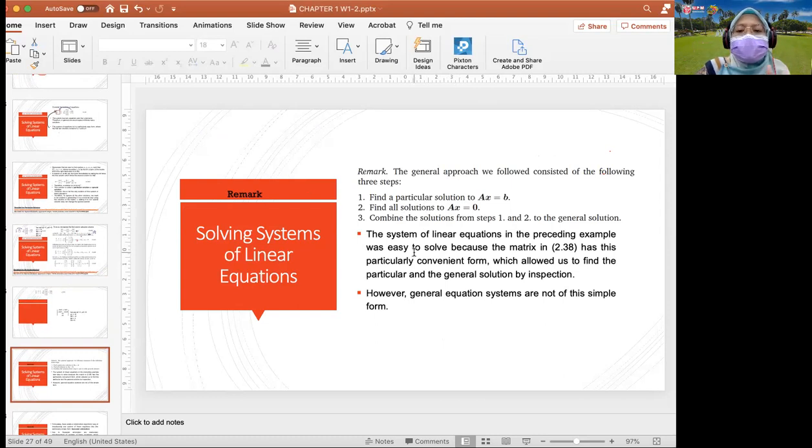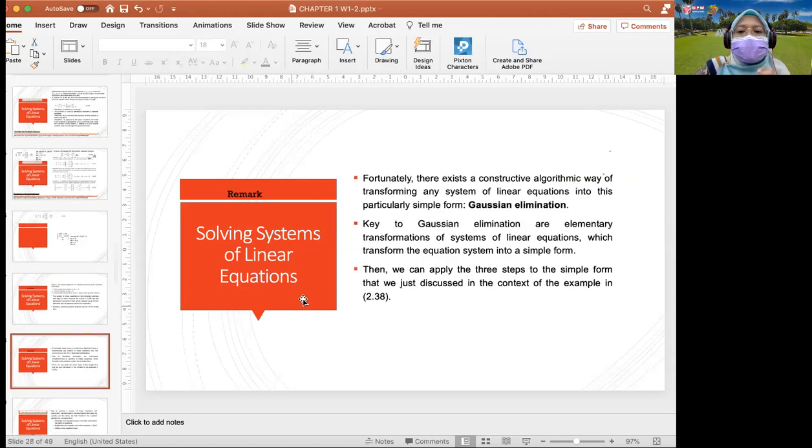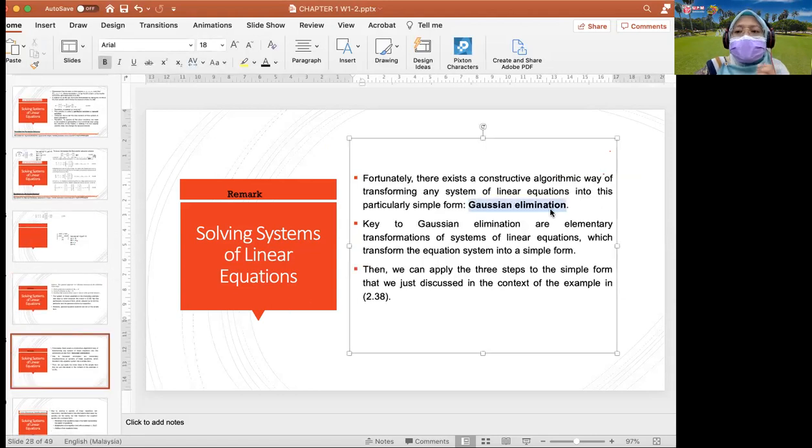The system of linear equations in the preceding example was easy to solve because the matrix has a particularly convenient form, the 1, 0 in the first and the second column just now, which allows us to find the particular and the general solution by inspection. However, general equation systems are not of this simple form. That is why we will need what we call Gaussian elimination, which I will show you in the next video. Okay, thank you.